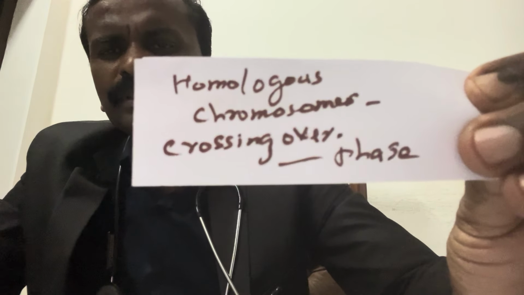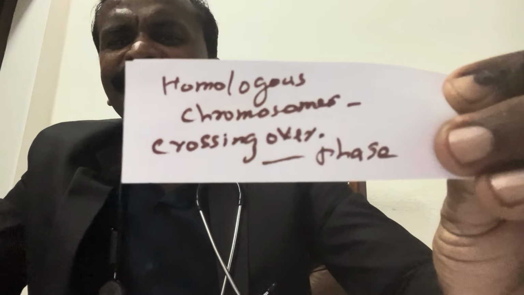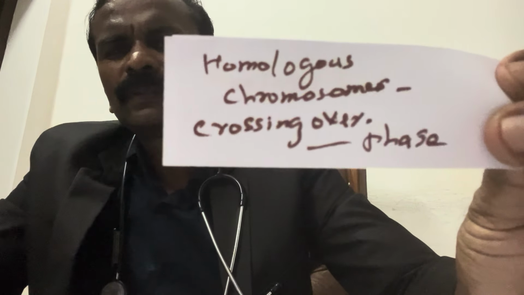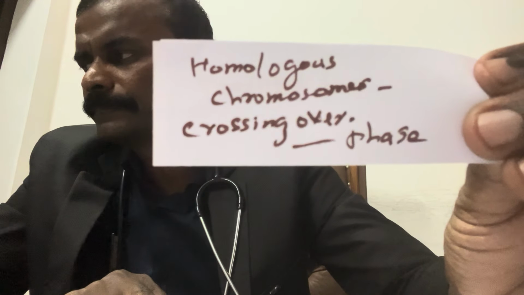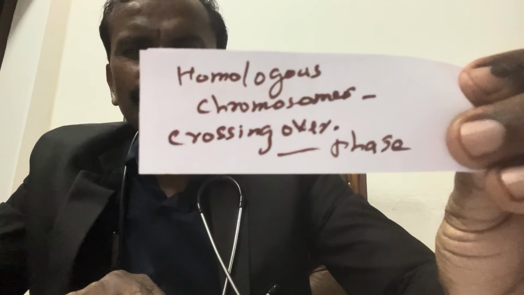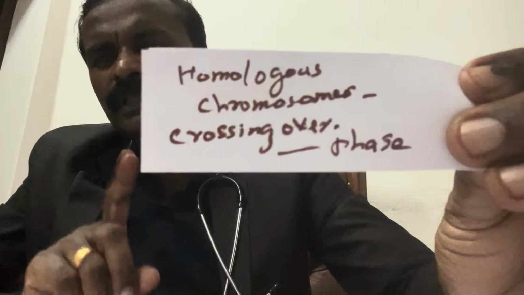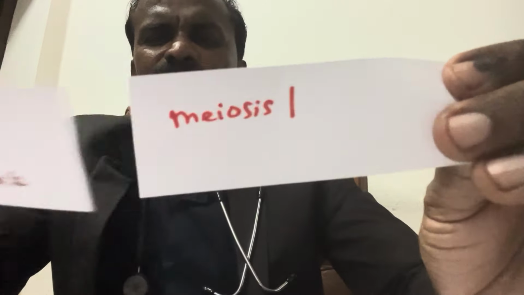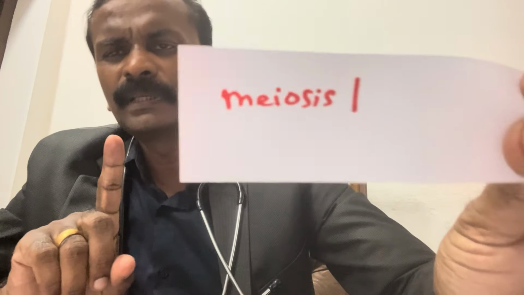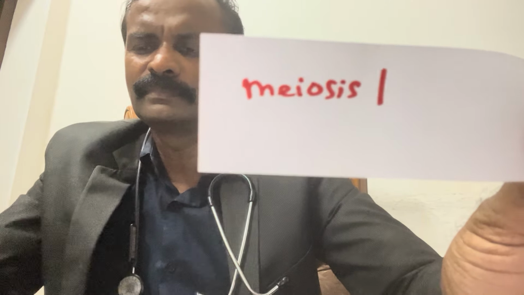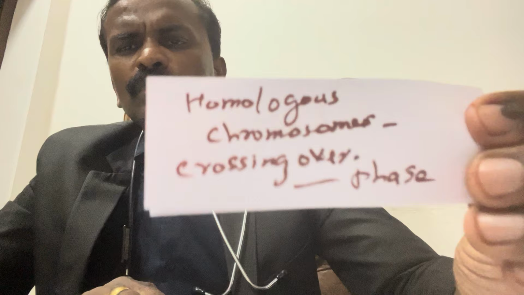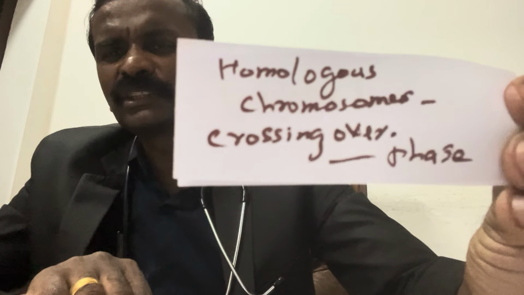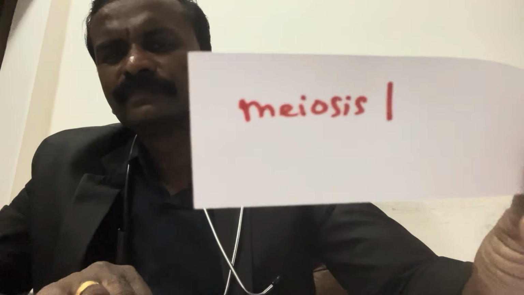Homologous chromosomes crossing over which phase? Meiosis 1. Homologous chromosomes crossing over which phase? Meiosis 1.